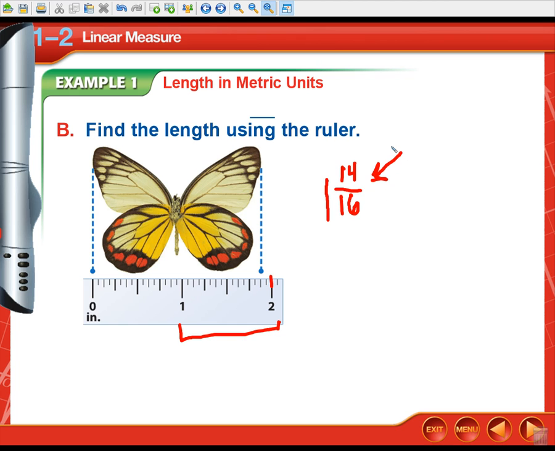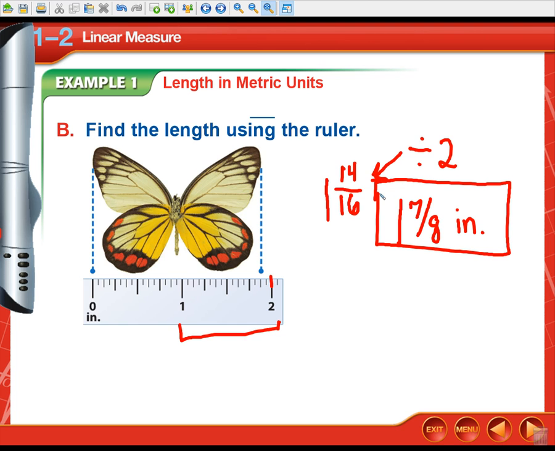However, anytime you see a fraction that has two even numbers on it, we can always divide that by 2. So since 14 and 16 are both even, we can divide both of those by 2. That's going to give us our final answer here of 1 and 7/8 inches. So because 1 and 14 over 16 was even, we can change that to 1 and 7/8.